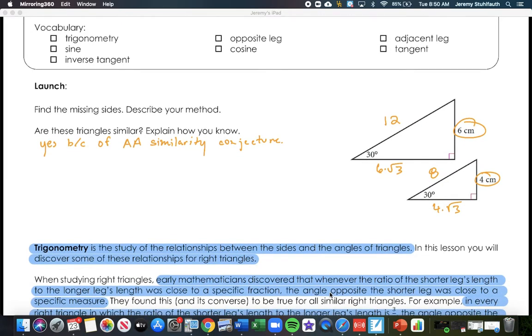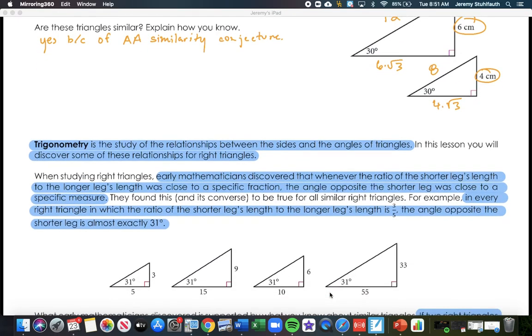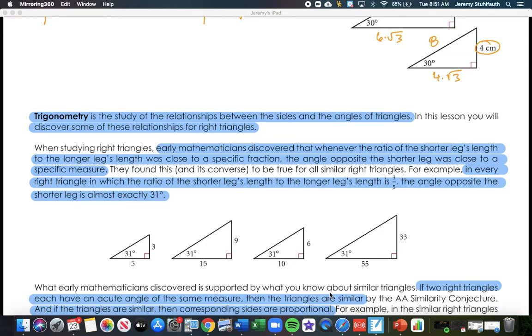Trigonometry is the study of the relationships between the sides and the angles of triangles, and the relationships that we're going to discover are for right triangles in this lesson. What early mathematicians discovered is that whenever they had right triangles that had similar angles, the ratio between the short leg's length and the long leg's length was always the same, assuming the angle was the same. So you'll see in these triangles, you had an angle of 31 degrees.